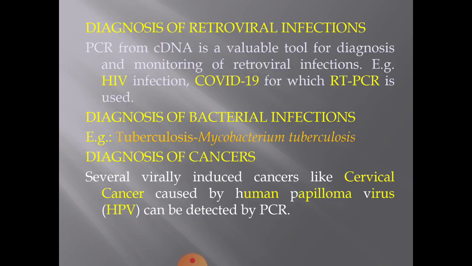Apart from retroviral infections and bacterial infections, PCR is helpful in diagnosis of cancers, especially virally induced cancers like cervical cancer, that is cancer of the cervix of the uterus. Uterus has a small part called the cervical region. So, cancer can happen to that region by the infection of a virus called HPV, human papilloma virus, and that can be detected by PCR. If cancer is diagnosed in earlier stages, treatment becomes easy and survival rate also will increase.